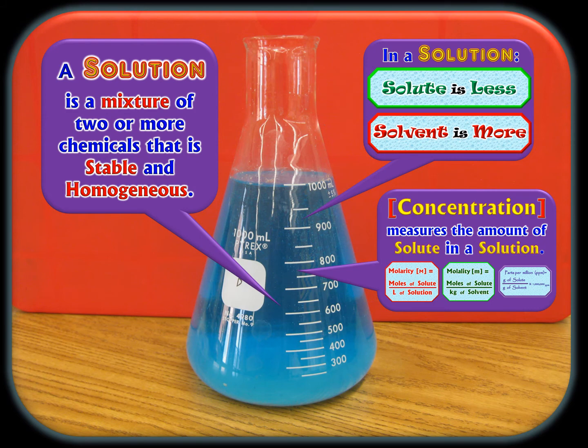Remember that acids and bases are usually in the form of a solution. So all the things that we learned about solutions apply. A mixture of two chemicals that is stable and homogeneous. The solute is less, the solvent is more. Well, what's the universal solvent? Water. So most acids and bases are aqueous solutions with water. So that means the acid or the base would be the solute, right?